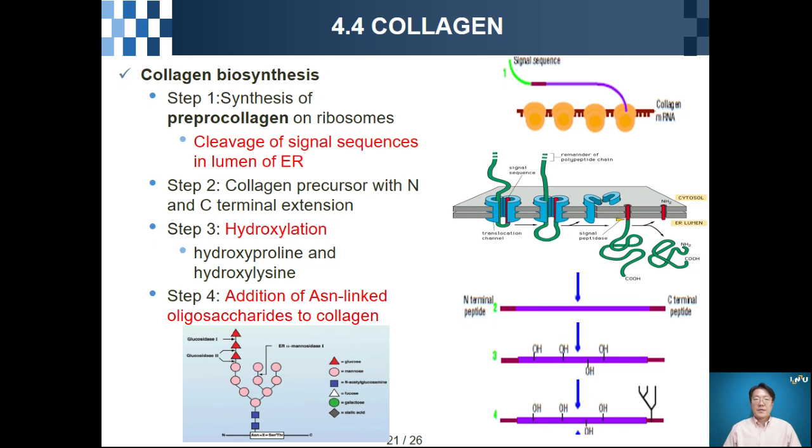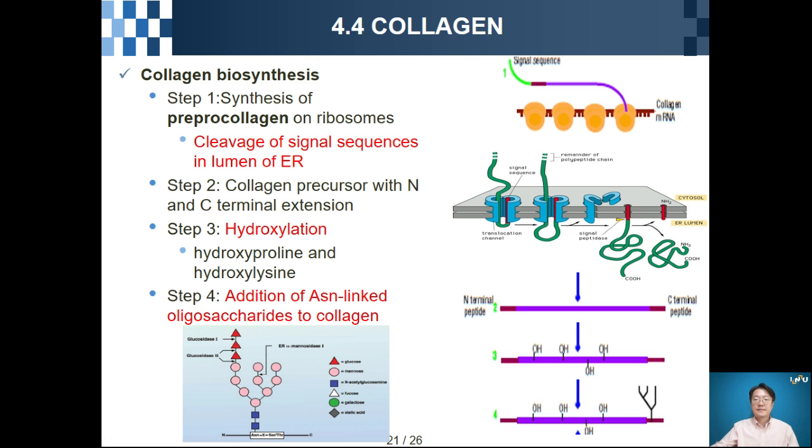Okay. So in this slide, I will explain the collagen biosynthesis procedure, especially focusing on post-translational modification. Step 1 is that pre-pro-collagen is synthesized on the ribosome. So this is mRNA, and pre-pro-collagen, which contains the signal peptide, is synthesized on the ribosome. After that, pre-pro-collagen is transported to the lumen of the ER, where the signal peptide is cleaved. So the first post-translational modification is cleavage of the signal sequence in the lumen of the ER.